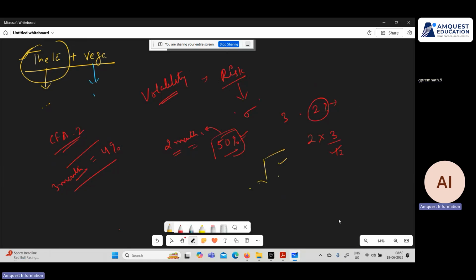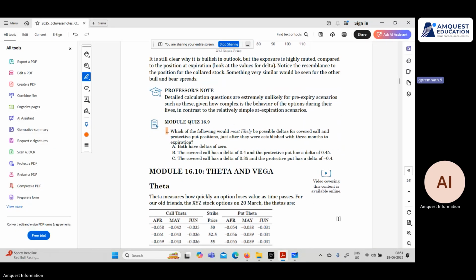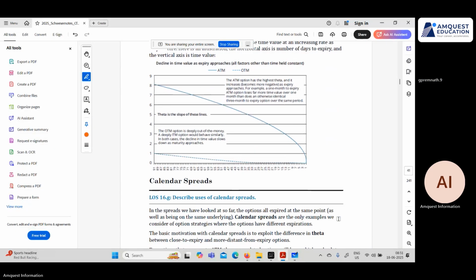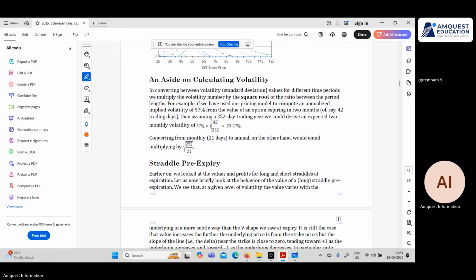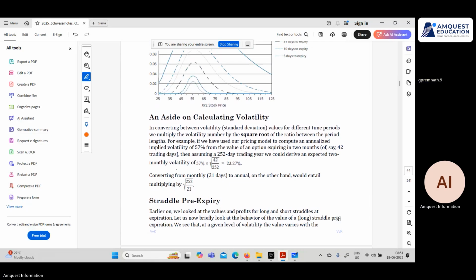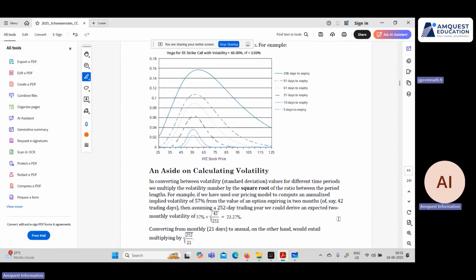So you do square root of 50% into 2 by 12, is it? No. 50% is the number as it is, and square root of the number of days that you're using. Okay. Let's just look at this so that we are sure that what we know is what we have understood. Let's just read this.